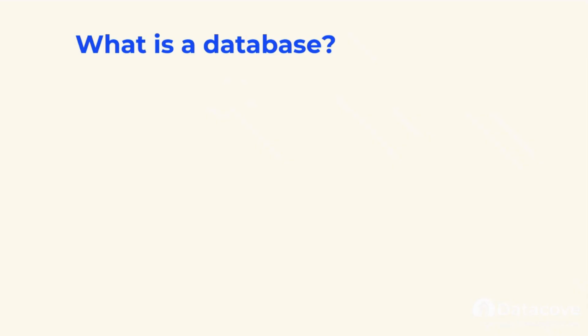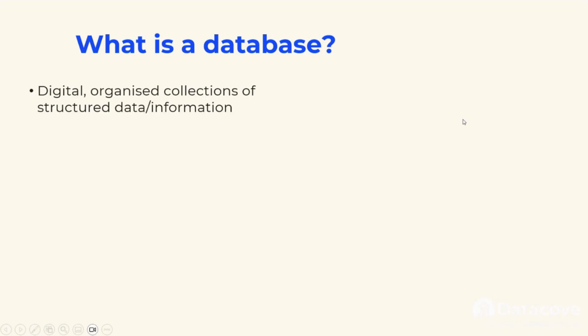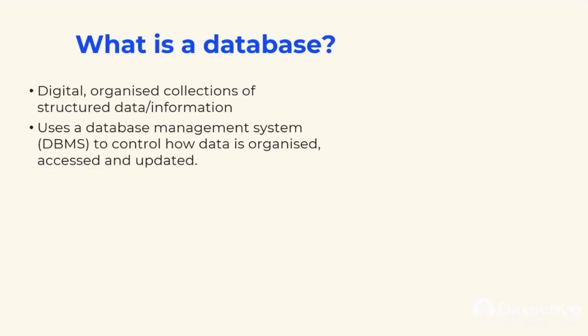So first of all, what is a database? Obviously, a lot of people have data and there are different ways that you can store that. One of the ways is through a database. Databases are digital and organized collections of structured data or information. And we can use a database management system, a DBMS, to control how that data is organized, accessed, and updated.